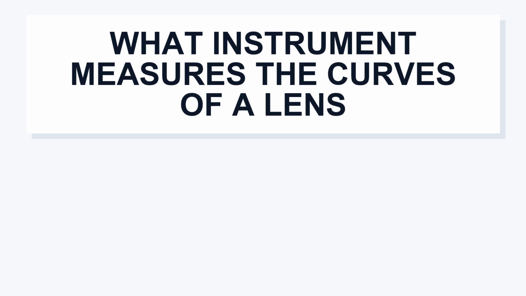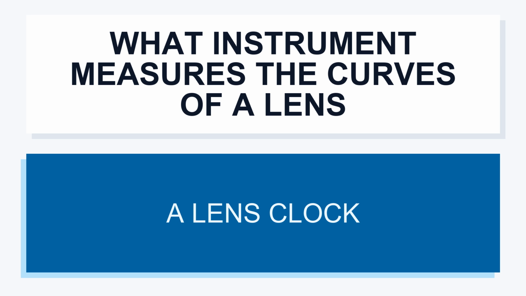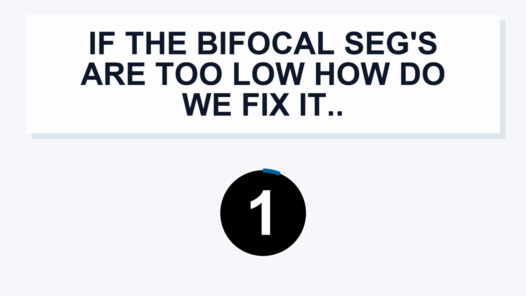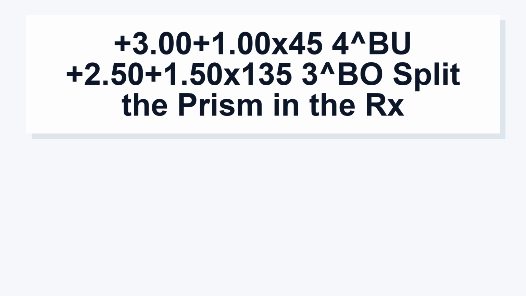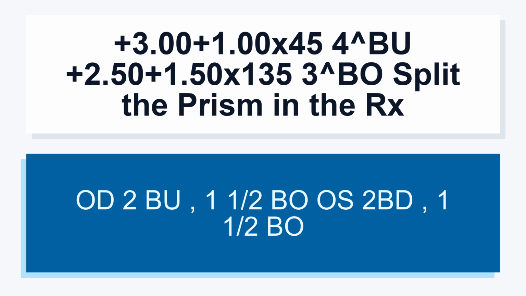What instrument measures the curves of a lens? A lens clock. If the bifocal segs are too low, how do we fix it? Narrow the bridge, decrease the pantoscopic tilt. Plus 3.00 plus 1.00 x 45 4 carat BU, plus 2.50 plus 1.50 x 135 3 carat BO. Split the prism in the Rx. OD 2 BU, 1.5 BO; OS 2 BD, 1.5 BO.